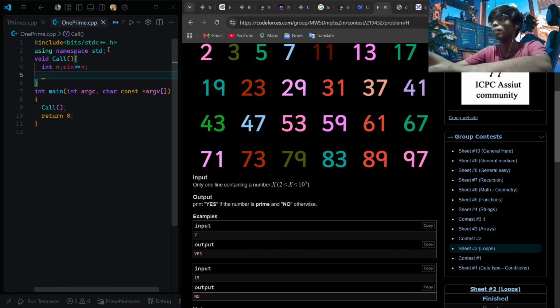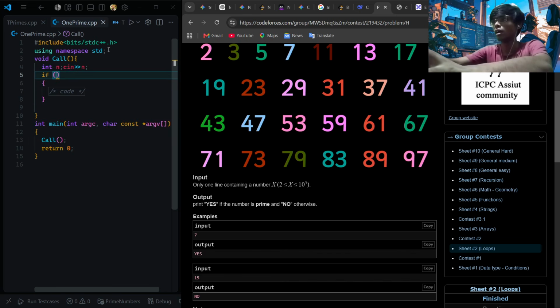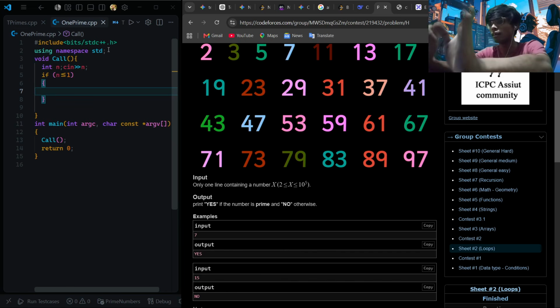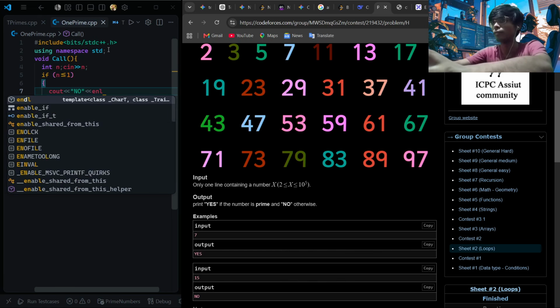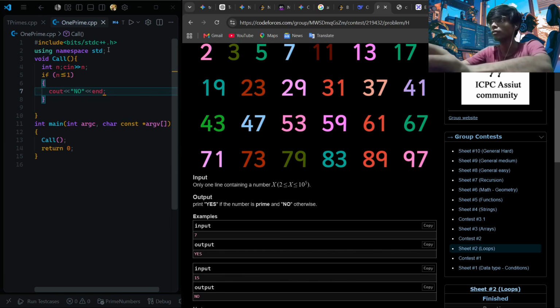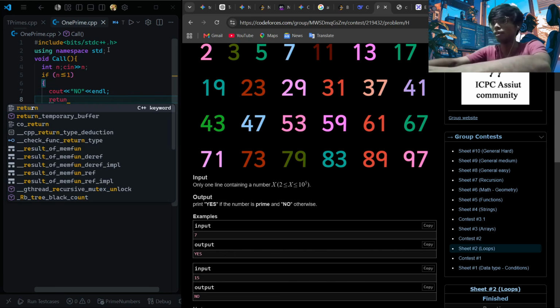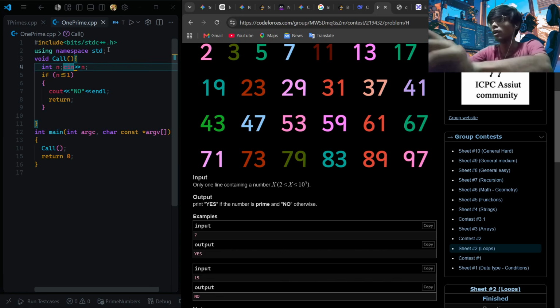After taking the input, what we have to do is check. If n is less than or equal to 1, so basically this is an edge case. What I know is that if I get either 0, a negative number, or 1, they are basically not prime. So I will print no, this is not a prime number. And I will terminate the function here because I don't have to check the other lines.